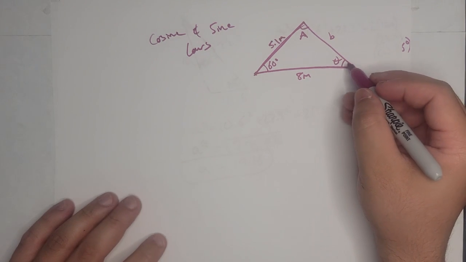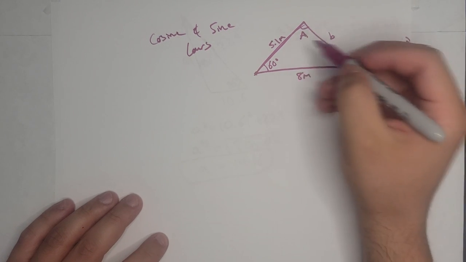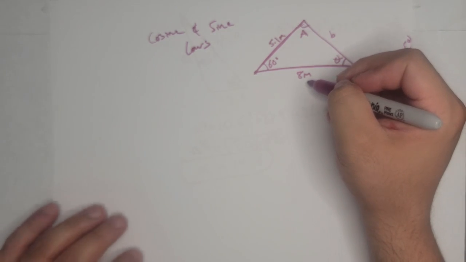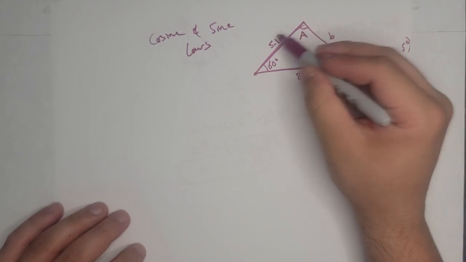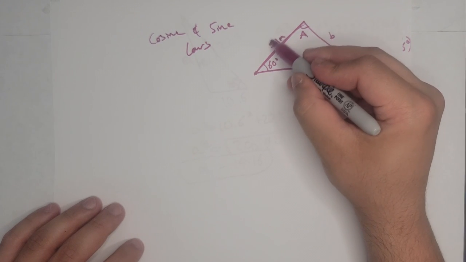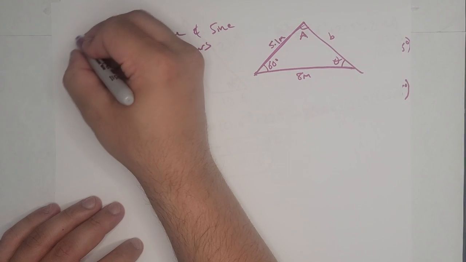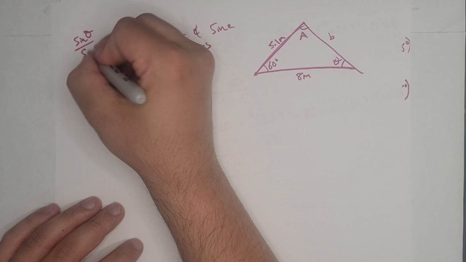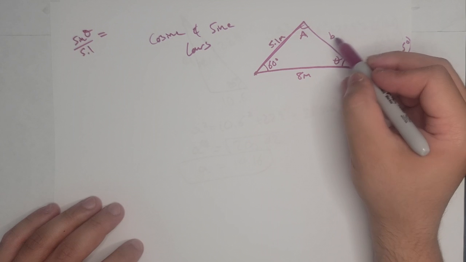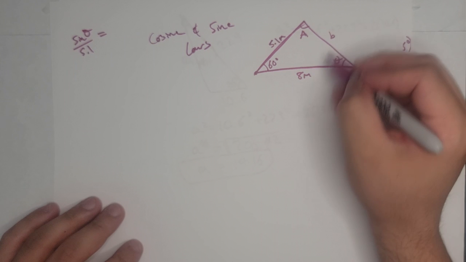So right now, I cannot use the sine law because sine law requires me to have at least one angle and its opposite length to be able to do the other calculation. So I have this and that. So I could do sine theta over 5.1, but I don't have anything to compare to. I don't have 60 and B, I don't have A and 8. So I can solve for one of them.